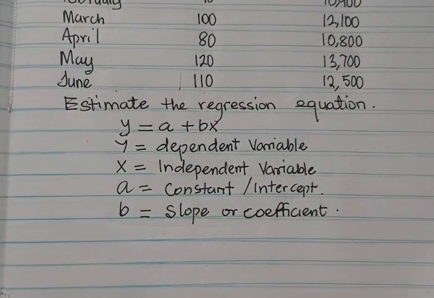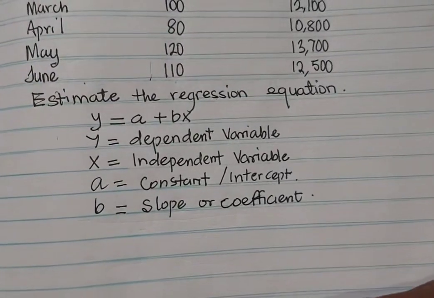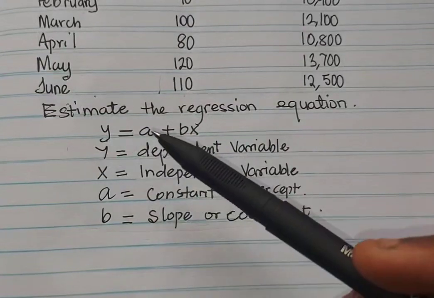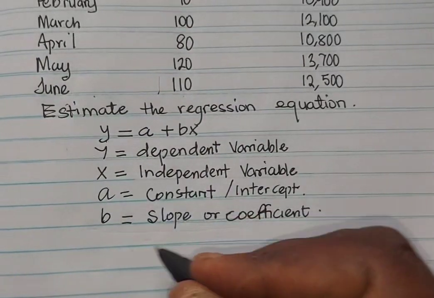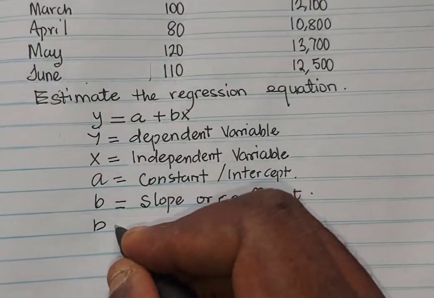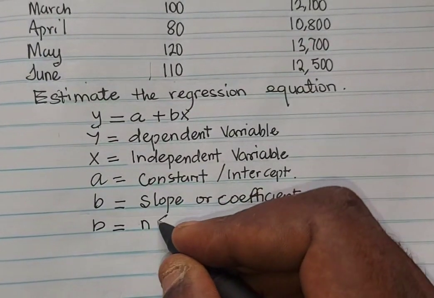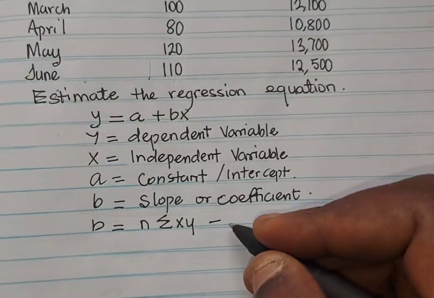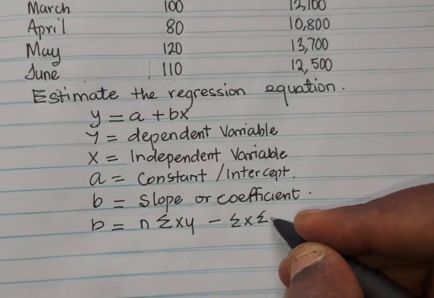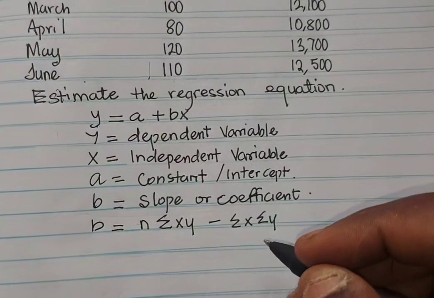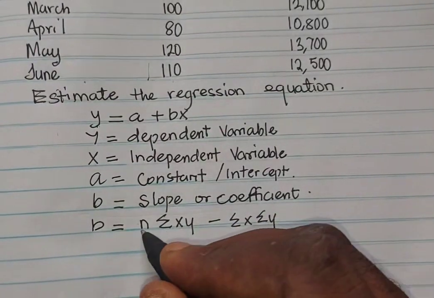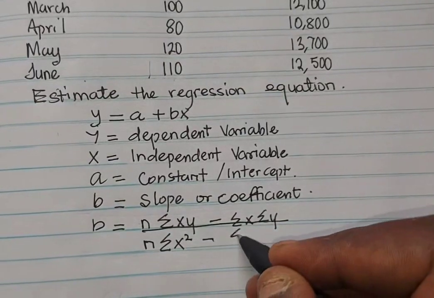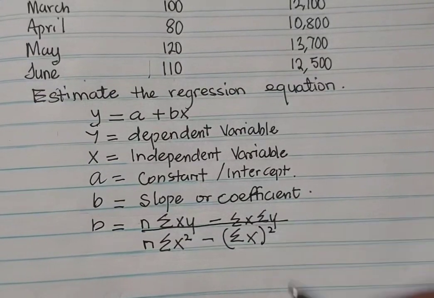Now, to use the regression analysis to determine the values of a and b, we first find the value of b by using this formula: n summation xy minus summation x summation y, all over n summation x squared minus (summation x) squared.